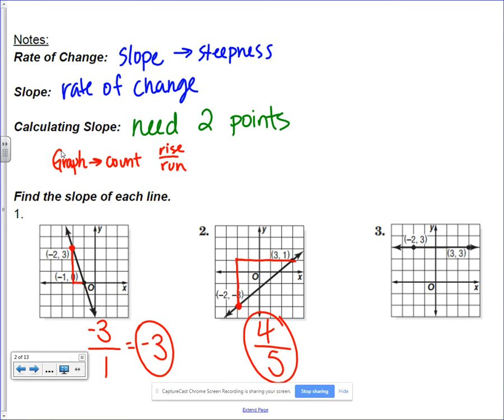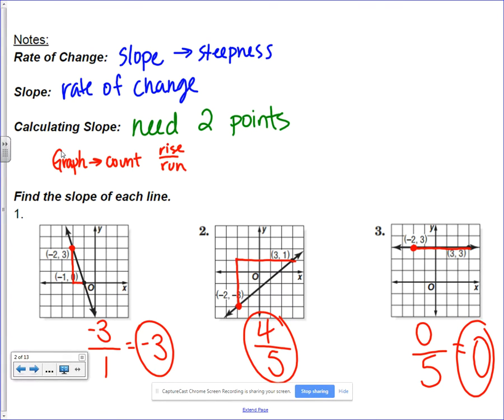Number 3, which point am I going to start at, the left or the right? The left, and there it is. How many do I have to rise? I don't want to rise at all. How many do I have to run? I think it's 5. Are we okay with 5? What is 0 over 5? It is 0. Folks, that thing is a horizontal line, isn't it? How much is it rising? What is the steepness? 0. It is not steep. A horizontal line has 0 slope.